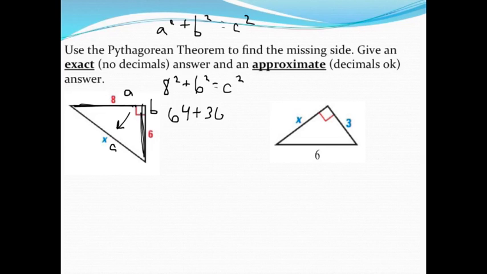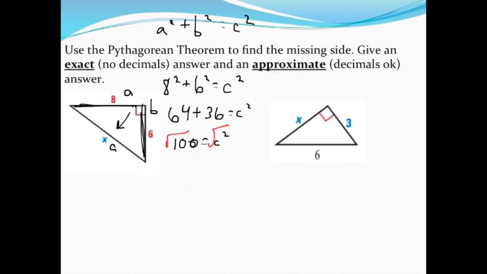So 36 and 64. Add those values together and I get 100 is equal to c squared. Now you're not done at this point. We have not found c. We found what c squared is equal to. To get rid of c squared, we're going to need to do a square root on both sides. So let's take the square root of both sides.